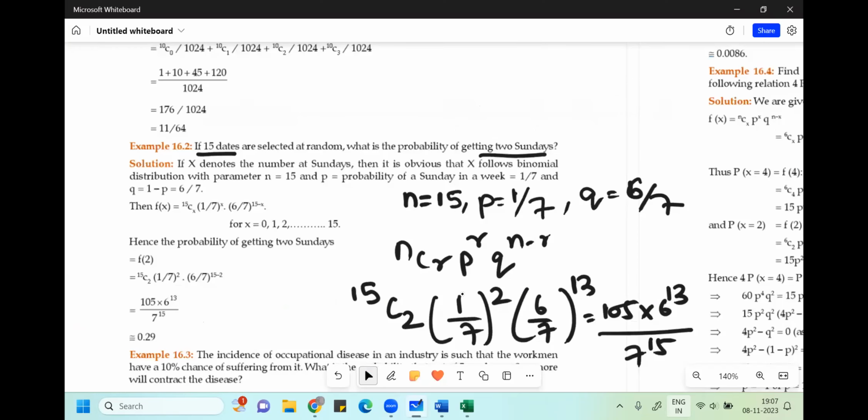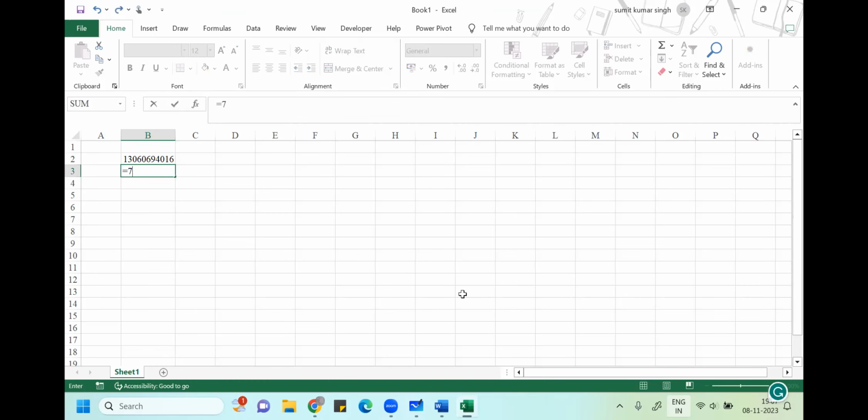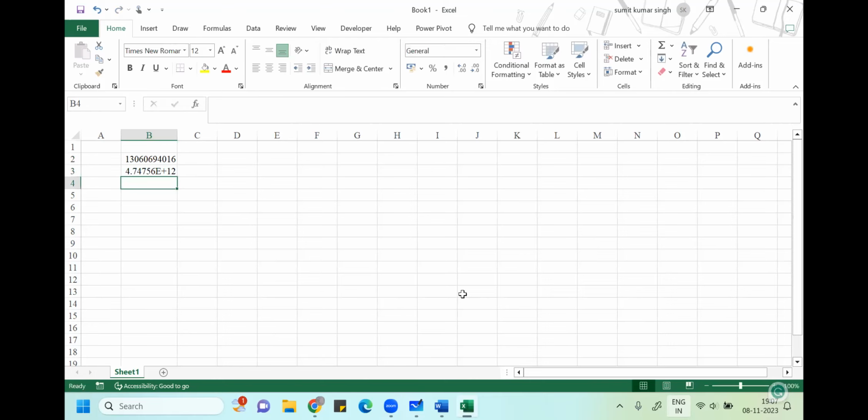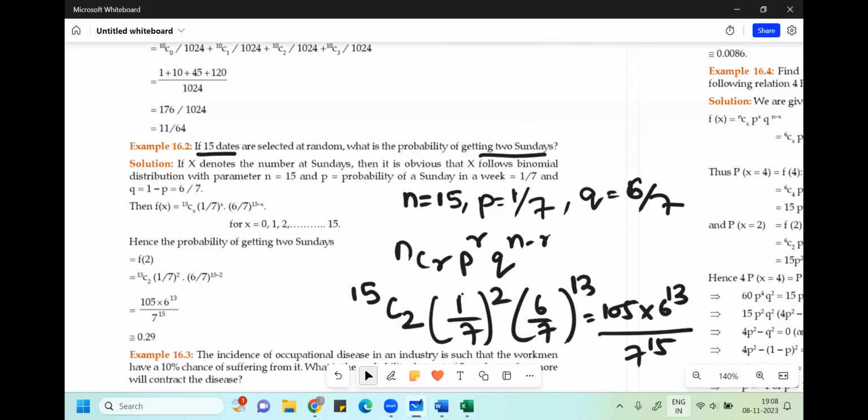And then the next one is 7 to the power 15, which is this value. So I just need to divide the first one by the second one. I'll get the answer 0.00275. Clear? The formula I told you is the formula of the probability distribution function.